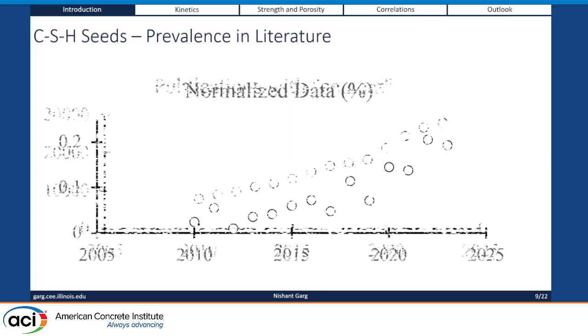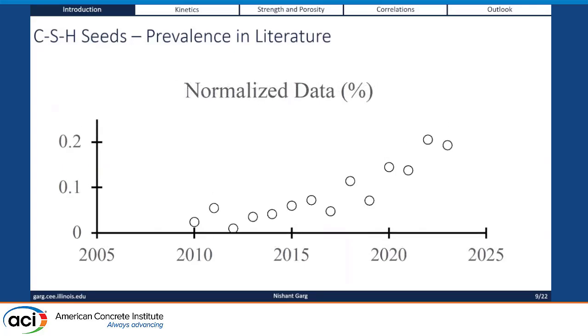So to do a fair comparison, you should normalize the data. We divide the CSH publications by the cement publications, and you see a small increase. They now take about 0.2% of the publications. And incidentally, that also correlates with the dosage that you can recommend for these seeds.